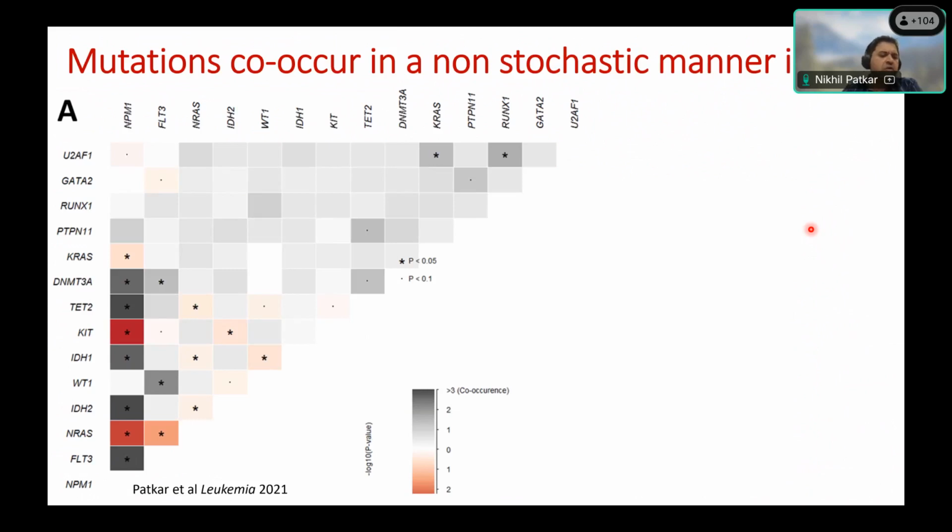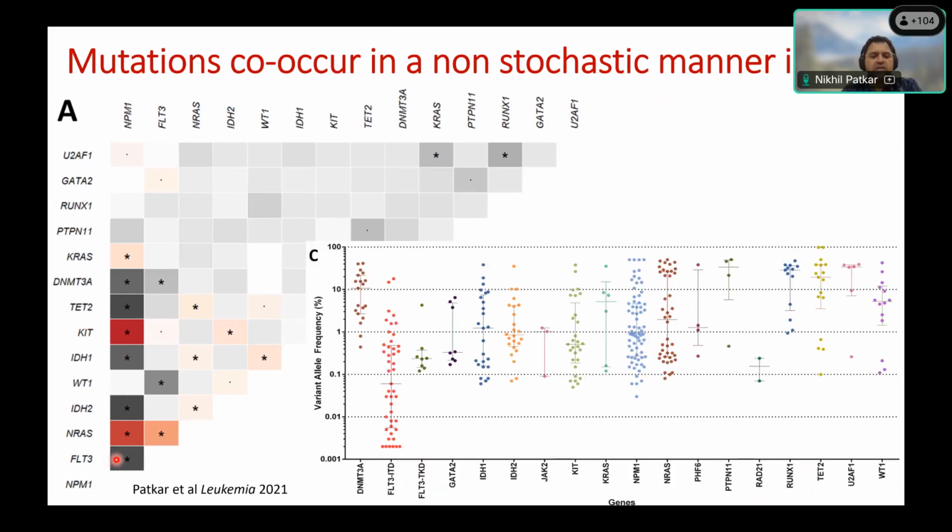These mutations also occurred in a non-stochastic manner, with some mutations never occurring together, for example, NPM1 mutation never occurring with KIT, and some mutations commonly occurring together, for example, NPM1 and DNMT3A, IDH2 and FLT3 and DNMT3A.